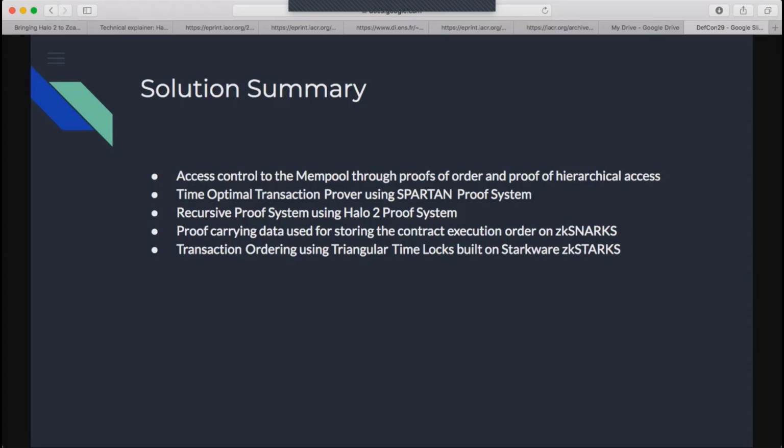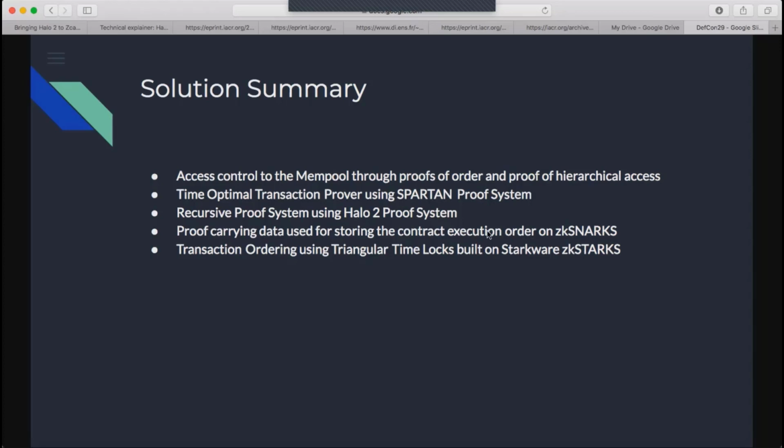that will be launched in the near future by the Ethereum engineering. So our prover will be a time optimal transaction prover using the Spartan proof system, and we will leverage the recursive proof system of Halo 2. The proof carrying data will be used for storing the contract execution order on ZK Snark, and transaction ordering will be done through a new cryptographic library that we will create, called triangular time locks. Triangular time lock will be a new constraint system which will be built using the ZK Stark of Starkware. So we are trying to propose a hybrid of ZK Snark and ZK Stark, where there will be triangular time locks. We will detail the anatomy of triangular time locks in our roadmap while we are working on it. Currently, we are working on triangular time locks.